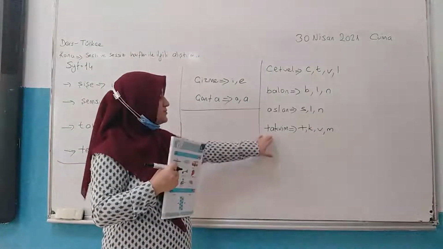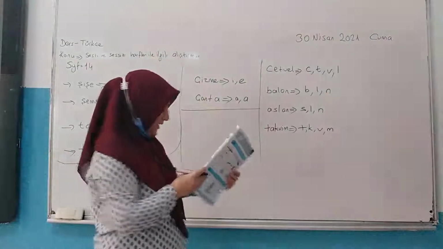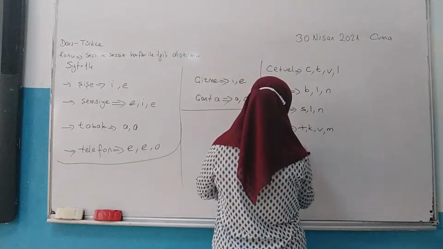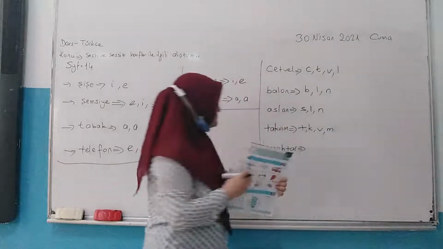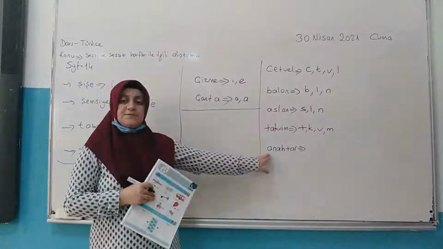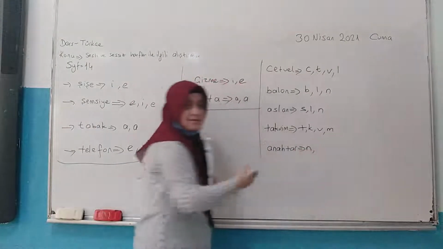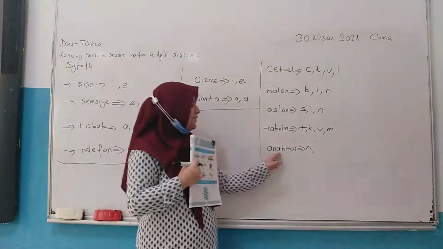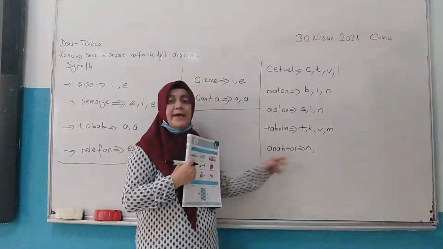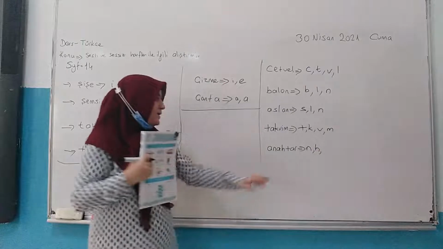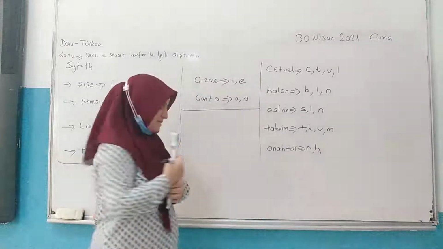In Turkish, takvim. Okay, anahtar. Anahtar again. A, sesli harf. N, sessiz. A, sesli. H, sessiz. T, sessiz.